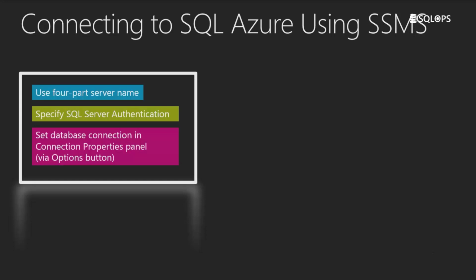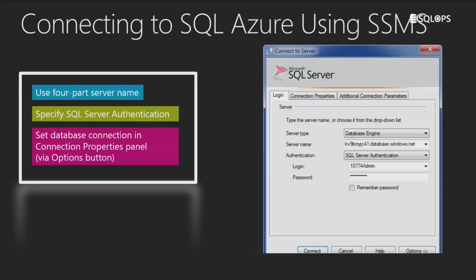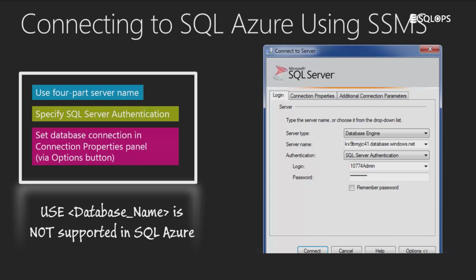So to connect to a user database instead, click the Options button to expand the Connect to Server box and reveal the Connection Properties panel, which you can use to enter the name of the desired database. Remember that once a connection to a user database is made, you cannot switch to another database without disconnecting and reconnecting to the next database. Switching from the master database to a user database is supported by Management Studio's user interface, but not in the code with the USE statement.